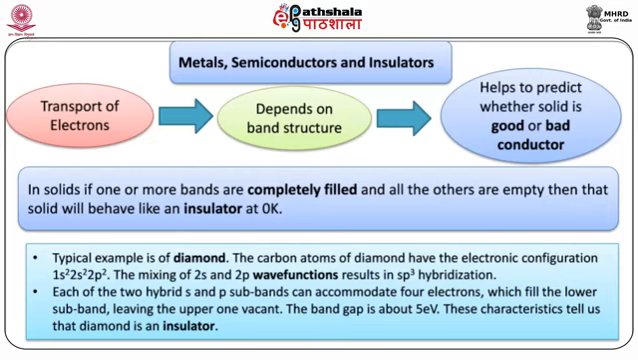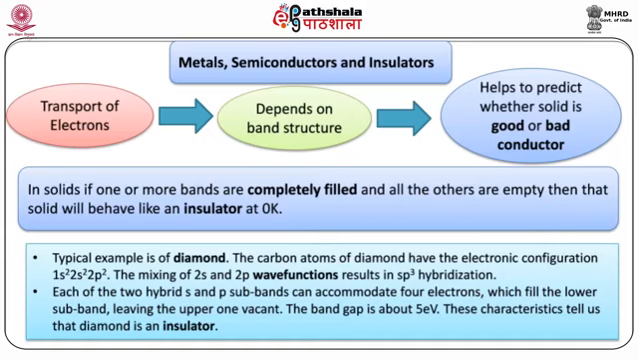From this we understand that in solids, if one or more bands are completely filled and all the others are empty, then that solid will behave like an insulator at 0 Kelvin. A typical example is diamond. The carbon atom of diamond has the electronic configuration 1s2, 2s2, 2p2.